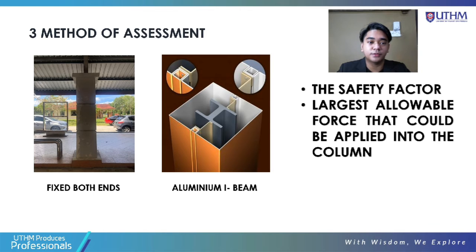Next, we move to the method of assessment for this project. So, for the method of assessment of this project, we choose the topic of buckling of columns. We choose a single structural column that we assume is fixed at both ends, and there is an aluminium I-beam inside the column. So, we will use the safety factor to determine the largest allowable force that could be applied to the column.